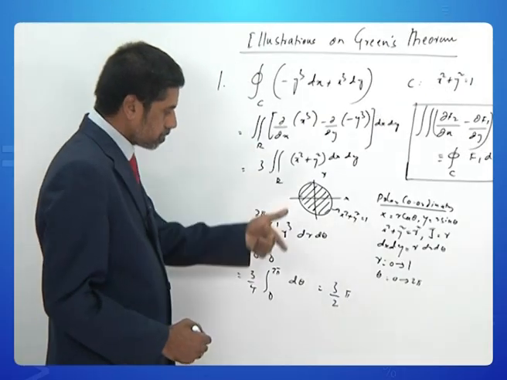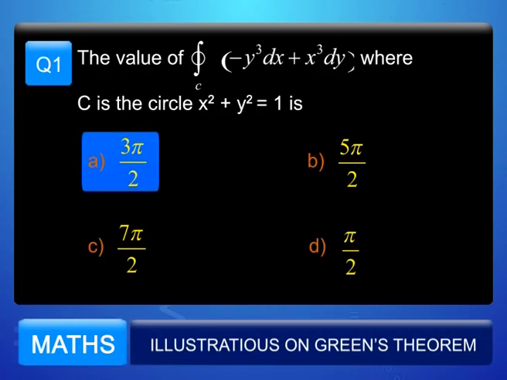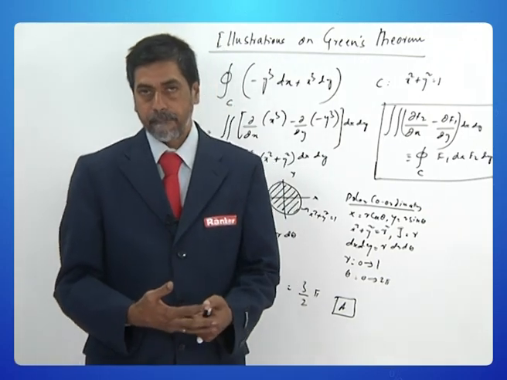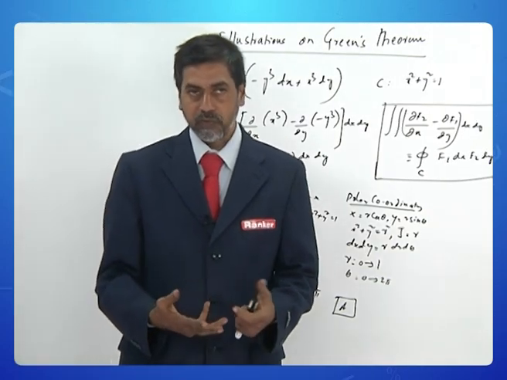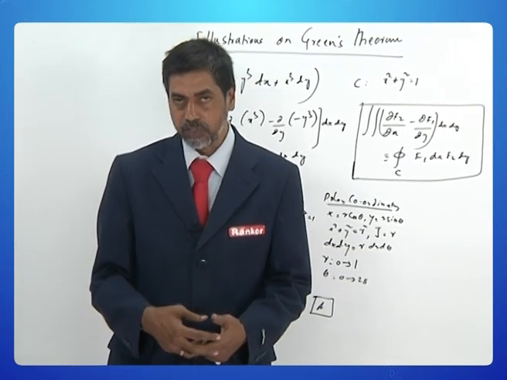So this is how this problem is evaluated, and the correct option is A. Green's theorem with polar conversion is a very hot type of problem which students have to practice. Let's go to the next question.